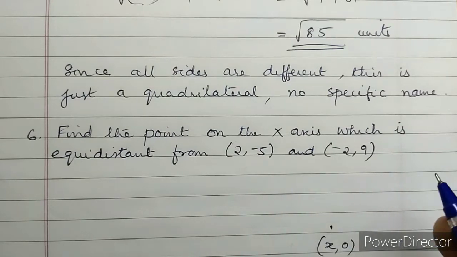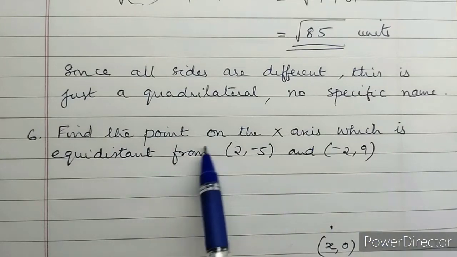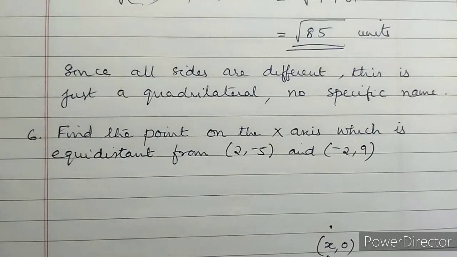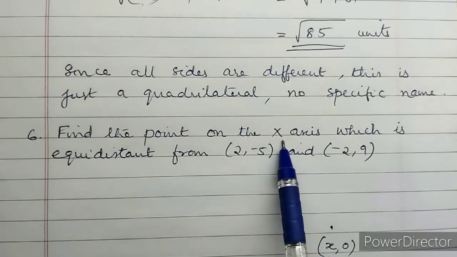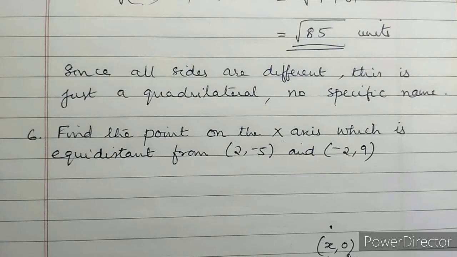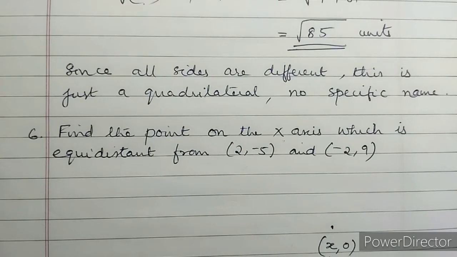If it is on the y-axis, how will you write it? (0, y). These two are very important points here. Any point on the x-axis you have to take as (x, 0). Any point on the y-axis you have to take as (0, y). Because on the x-axis the y-coordinate will be 0, and on the y-axis the x-coordinate will be 0. So this is the reason. I told you this when coordinate geometry started.